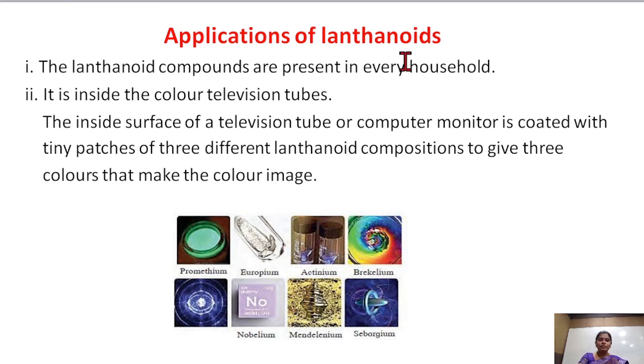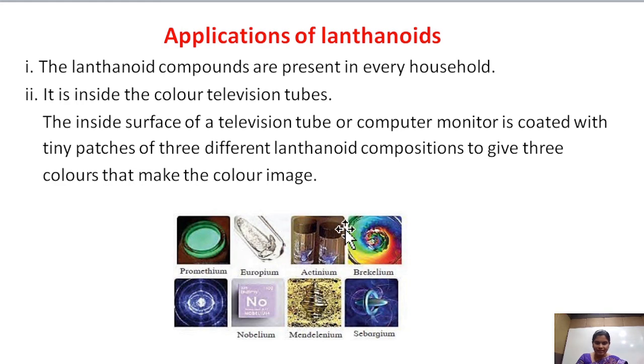Now, applications of the lanthanoids. What are the applications of the lanthanoids? The lanthanoid compounds are present in every household. They are inside the color television tubes. The inside surface of a television tube or computer monitor is coated with tiny patches of 3 different lanthanoid compositions to give 3 colors that make the color image.